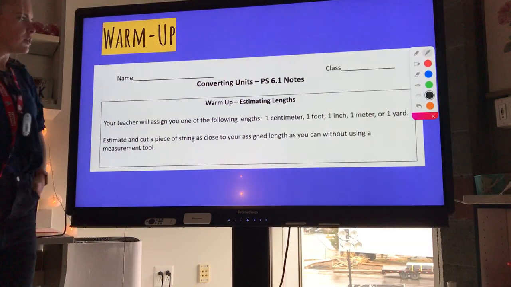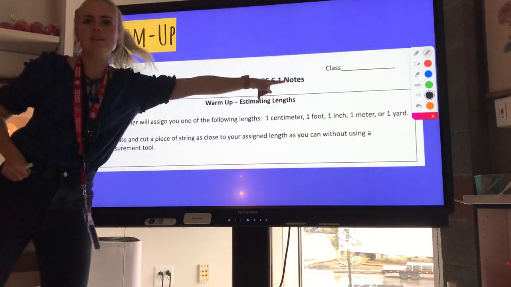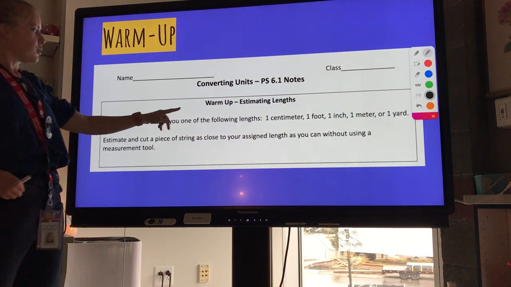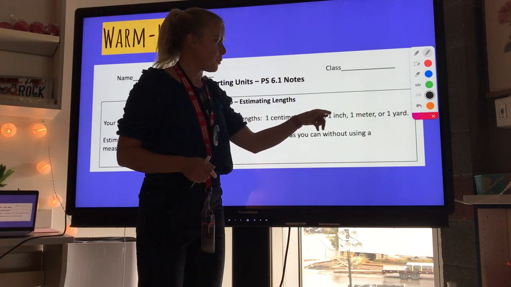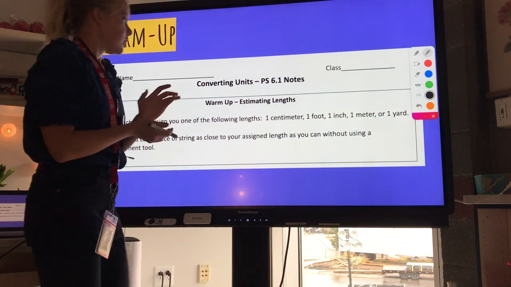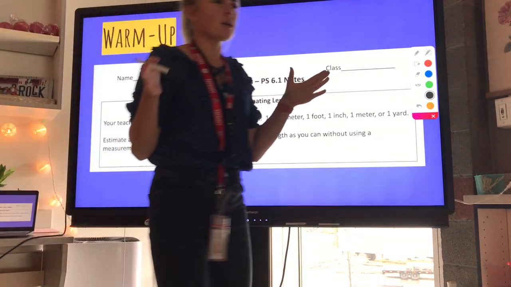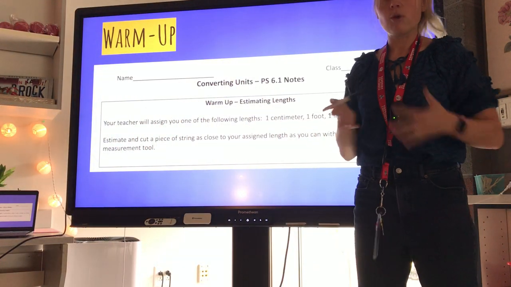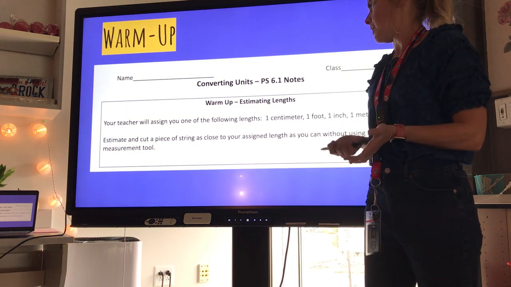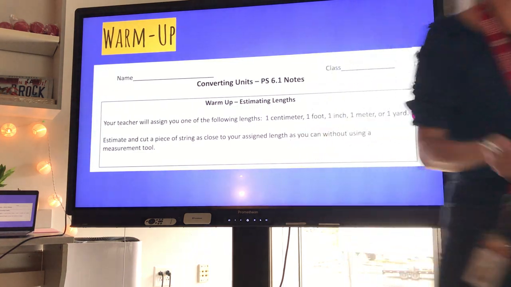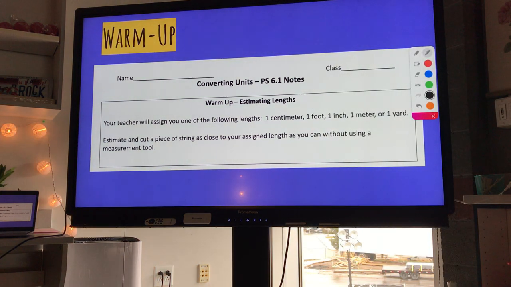It says converting units, warm up, estimating lengths. Your teacher will assign you one of the following lengths: 1 centimeter, 1 foot, 1 inch, 1 meter, 1 yard. So you're just trying to think, what are these measurements? How long are these measurements? And make your best guess with a piece of string, for example. If you do not have a piece of string, we will just use a tape measure.